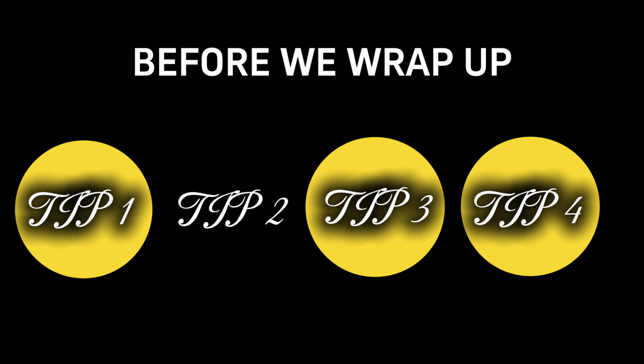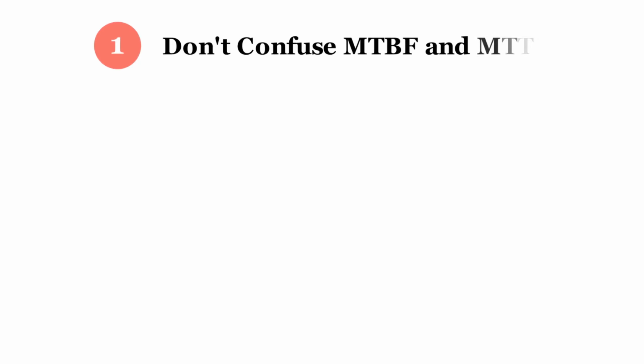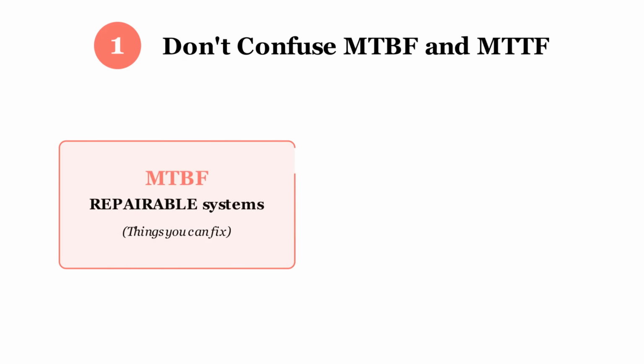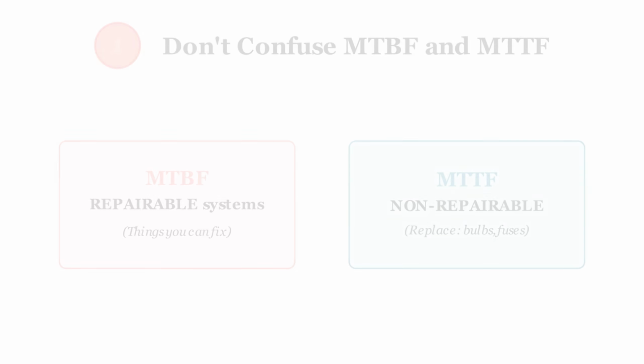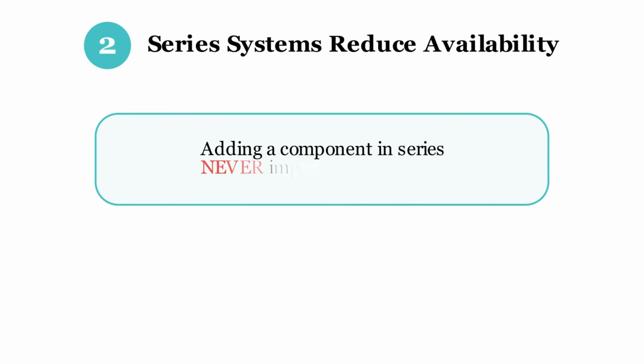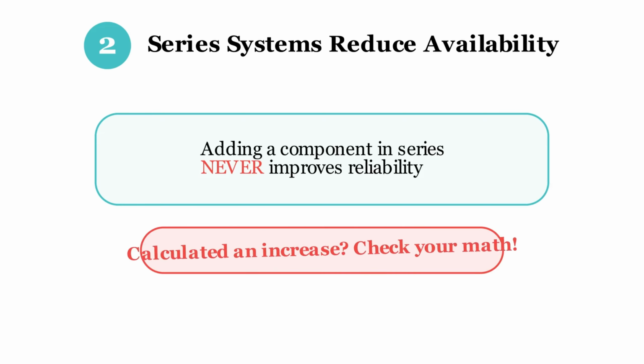Before we wrap up, let me share 4 critical tips to help you avoid the most common mistakes students make. Tip 1. Don't confuse MTBF and MTTF. MTBF is for repairable systems, things you can fix. MTTF is for components that fail once and you replace them, like light bulbs or fuses. Tip 2. Never forget, series systems always reduce availability. If someone tells you adding a component in series improved reliability, they made a calculation error.